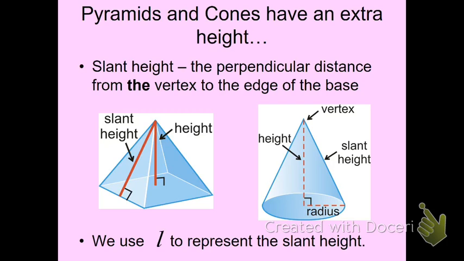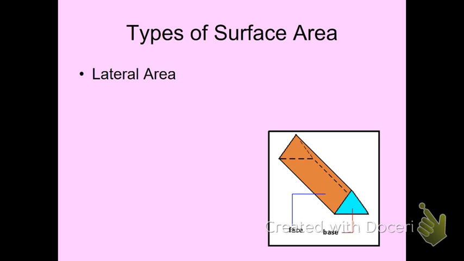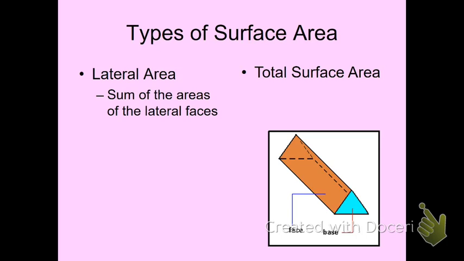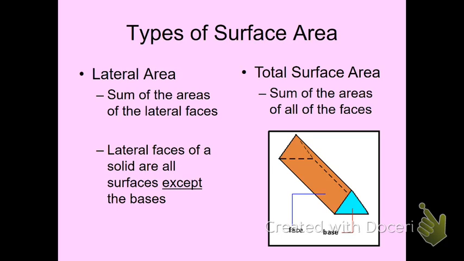Alright, slant height. And we use L to represent slant height, I guess because it's the second letter in the word slant. S you refer to like side lengths, or sometimes it looks like an 8. Okay, so for surface area, you're going to be asked to find the lateral area, sometimes the total surface area. The lateral area is the sum of all the lateral faces. Alright, what are those? Those are all the faces of the solid except the bases. So in that picture on the right, the orange would represent the lateral area, and the blue is the base. So the surface area is when you find the lateral area and then add the two bases.